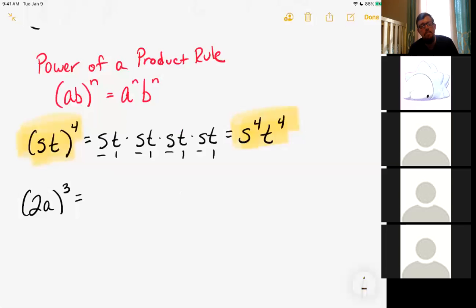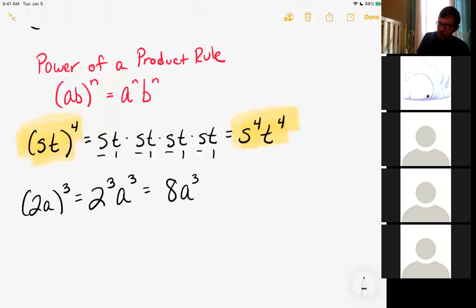What do you think here? Two to the third power and 8 to the third power. Good. So 2 to the third, a to the third, and if you really wanted to, 2 to the third is a small number. 2 to the third is just 8. We can do 8, a to the third. That's fully simplified.